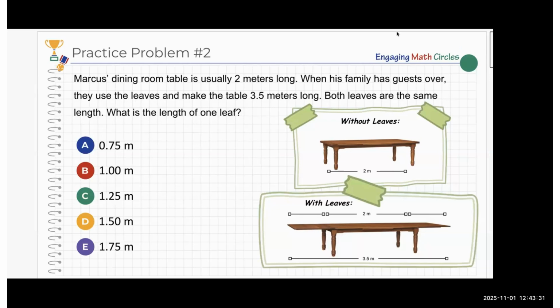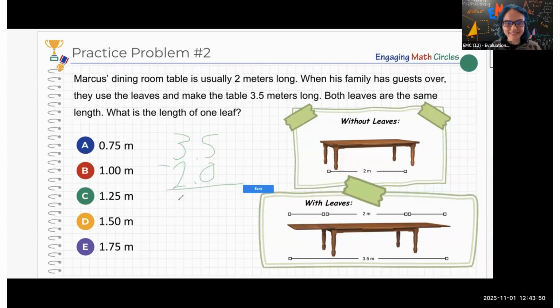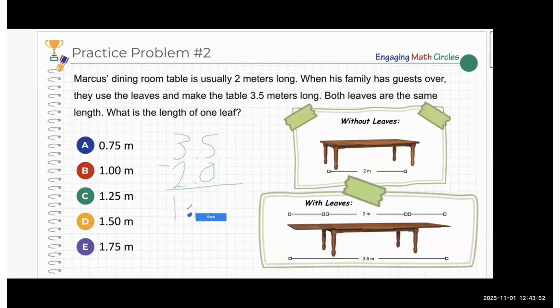Okay, well, when we look at it, we first take 2 meters, which is how long the original table is. We subtract that from 3.5 meters because that'll leave us with how long two leaves are. So it'll be 1.5. Yep, 1.5 meters is both leaves. And then we divide 1.5 into two parts.